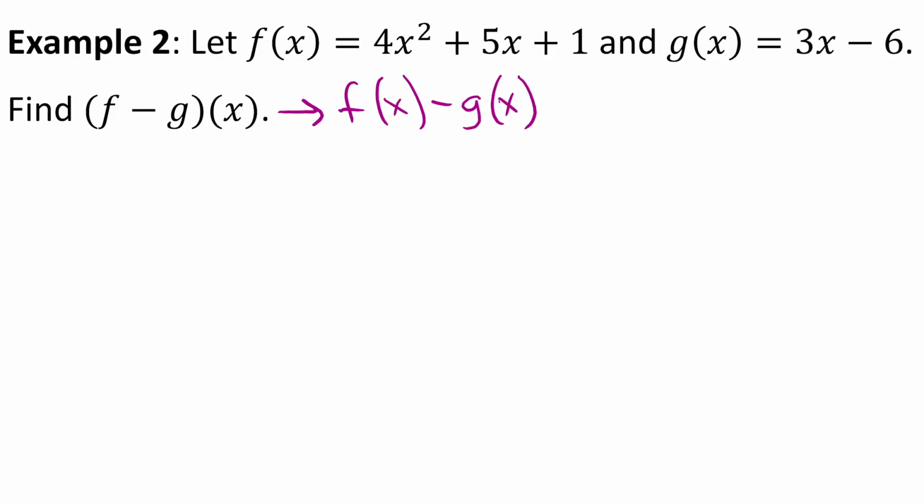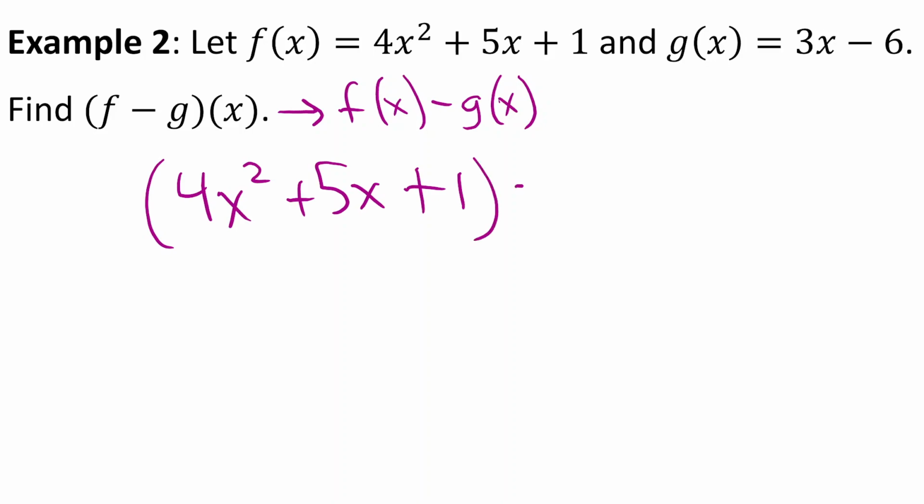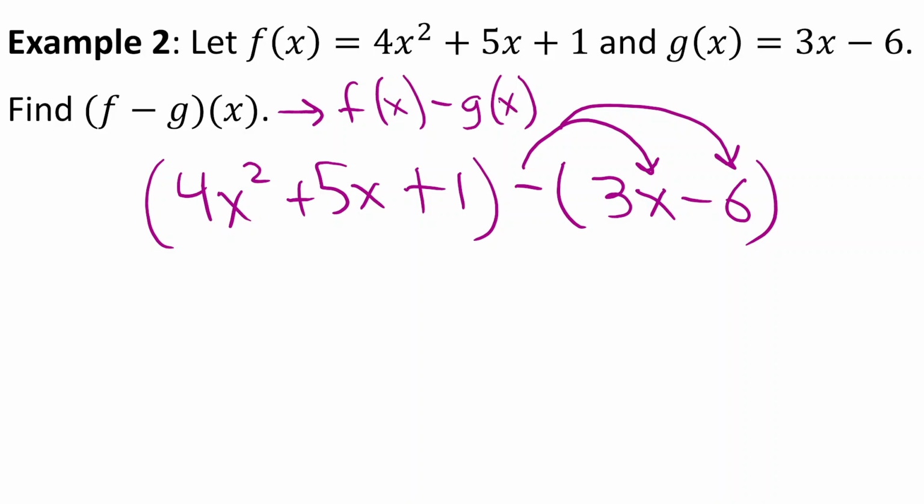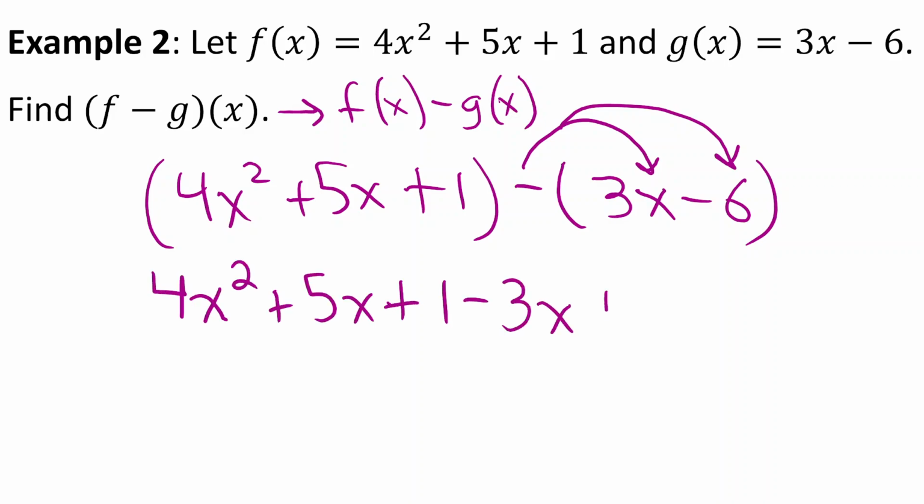And just like example 1, we're going to line it up side by side with parentheses, so 4x squared plus 5x plus 1 minus parentheses 3x minus 6. And since we see a negative on the outside, we're going to distribute that negative to 3x and to negative 6, changing their signs. And on the next step, I can just remove the parentheses and do 4x squared plus 5x plus 1 minus 3x plus 6.